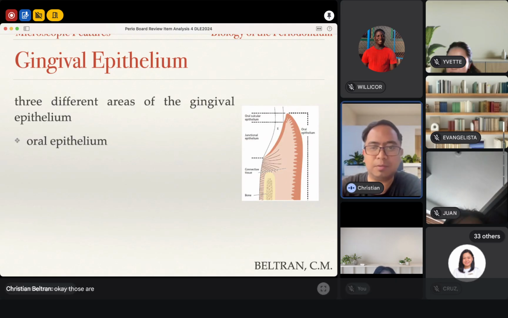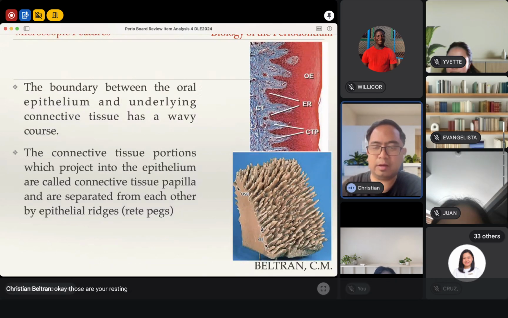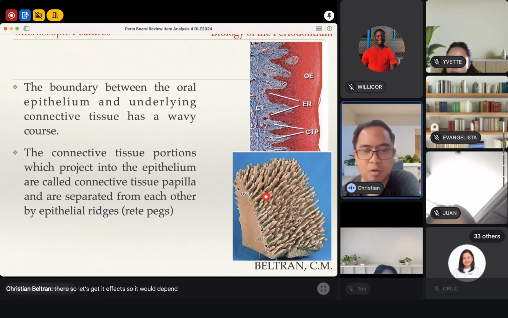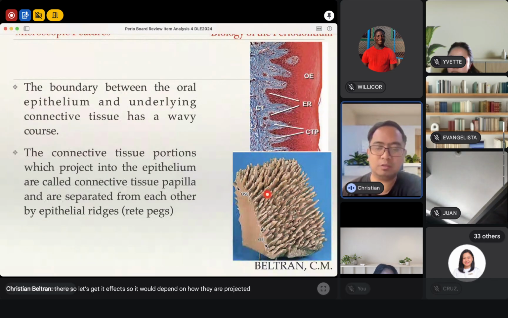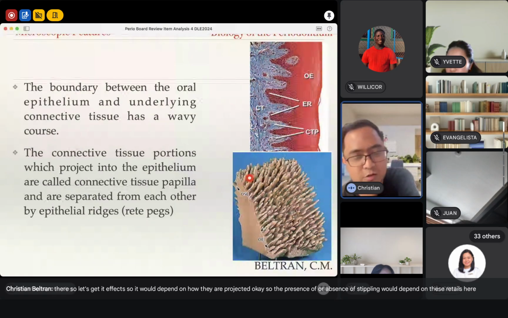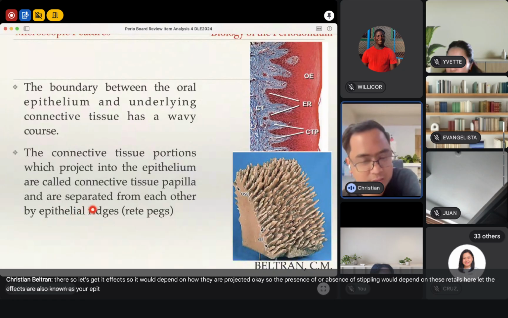Okay? Those are your retipegs. The picture there is better. So that's the retipegs. It would depend on how they are projected. The presence or absence of stippling would depend on these retipegs here. Retipegs are also known as your epithelial ridges.